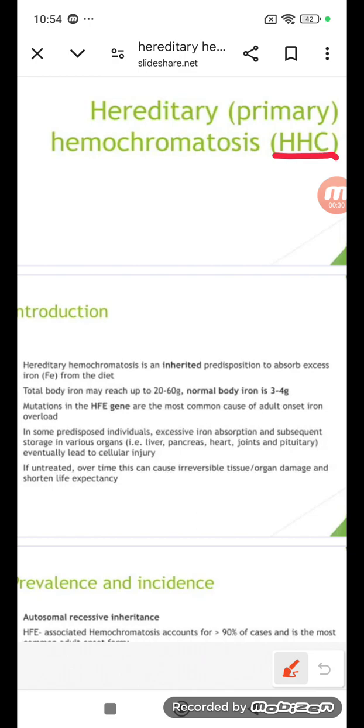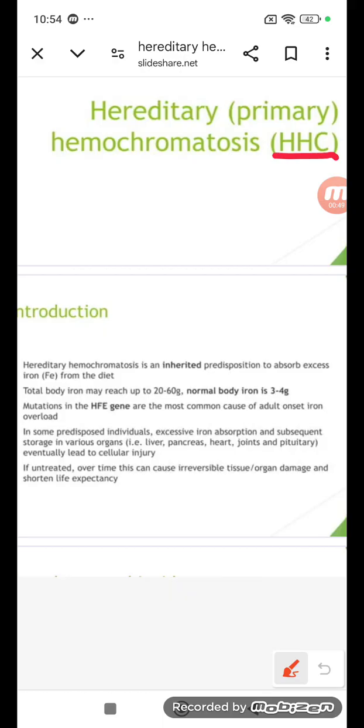So now we'll discuss how hereditary hemochromatosis develops and how it is transferred from one person to another, one generation to another generation. How many members are carriers? Who is completely affected by this? Who is free from this type of problem? We'll discuss every character. Before that, we will go with the introduction part.